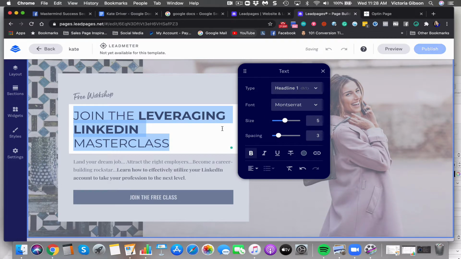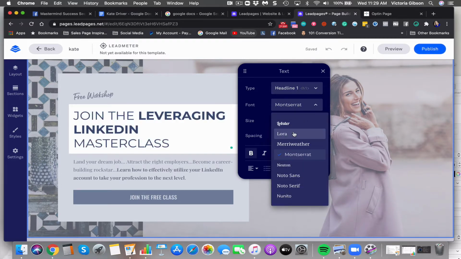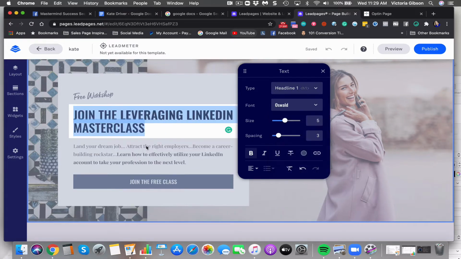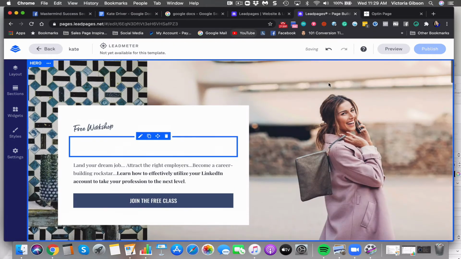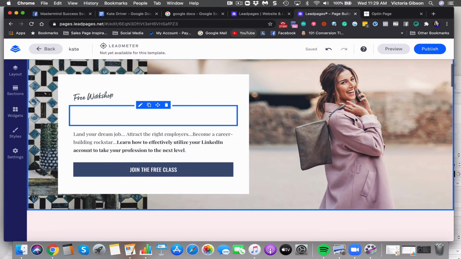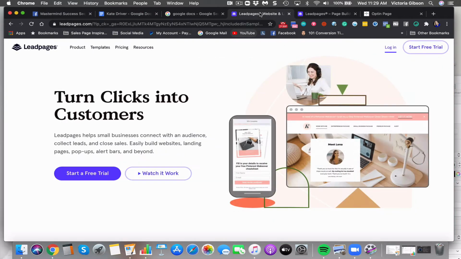So I could put that there. It doesn't really matter. I'm just showing you how easy it is to change that around. So the free workshop thing could stay. You obviously change your image, and that could change to a headshot of Kate, which would be good.